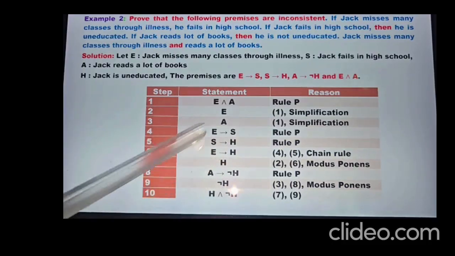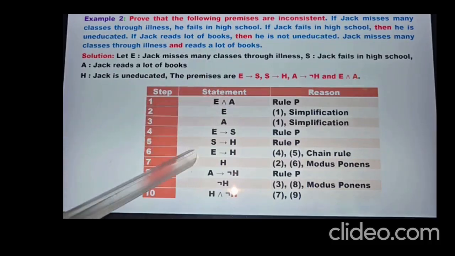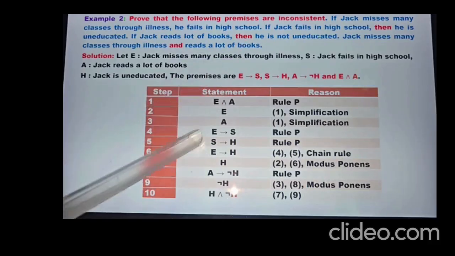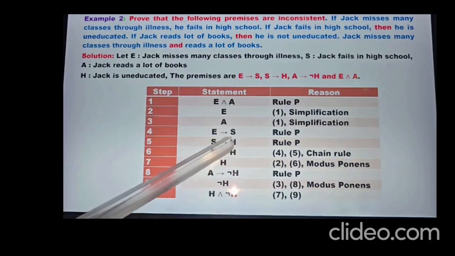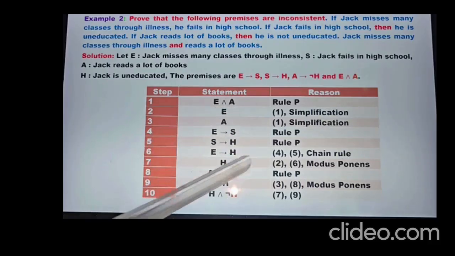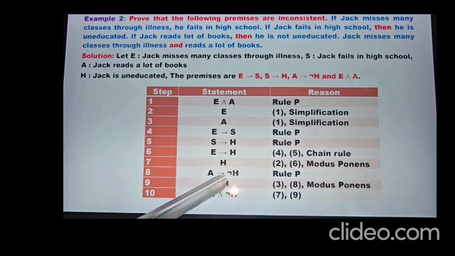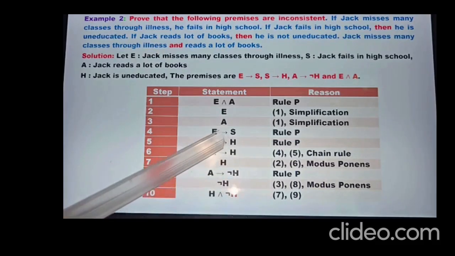Here H is true by means of step number 2 and step number 6, that is E to H is true, then H is true by modus ponens. Here H is true as well as negation H is true, so H and negation H is equal to 0.